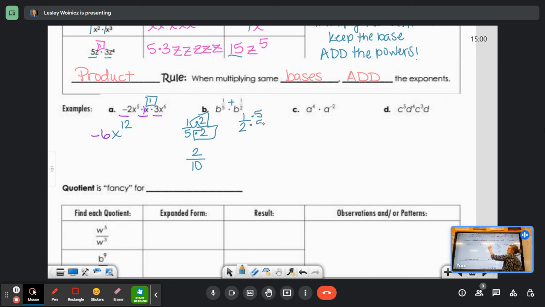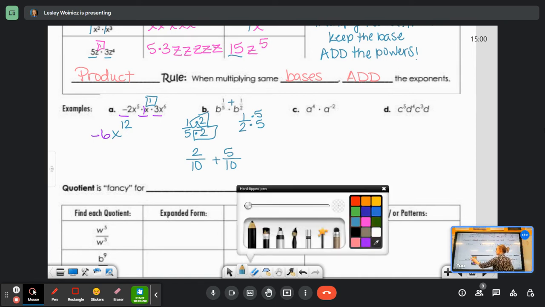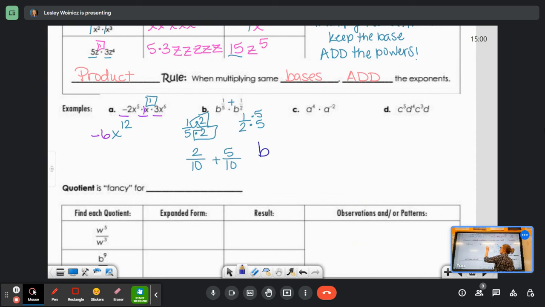Multiply top and bottom by a 5. So 2/10 plus 5/10 is 7/10. So I keep my base, keep the b, add my powers, and I get b to the 7/10.